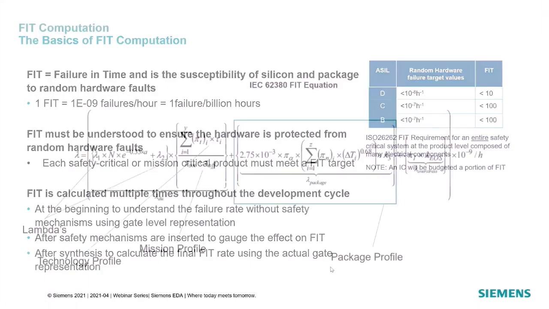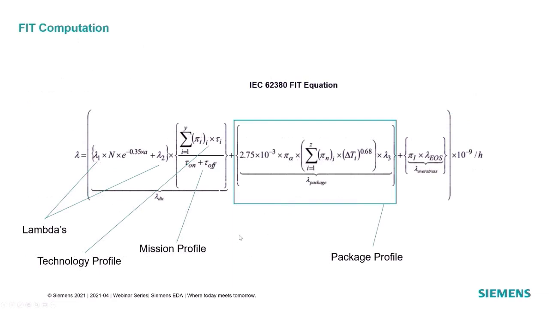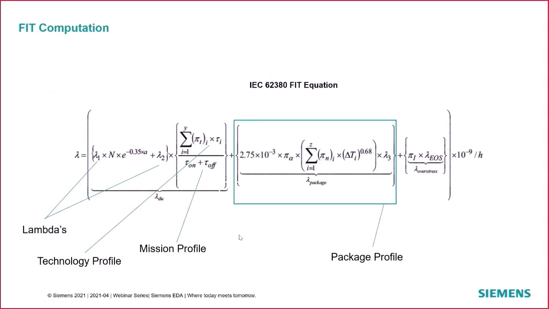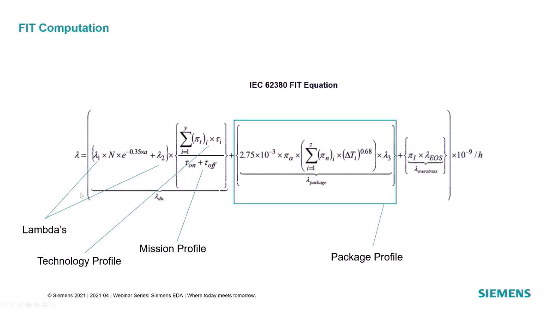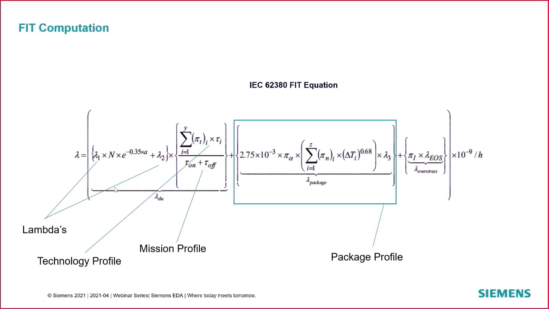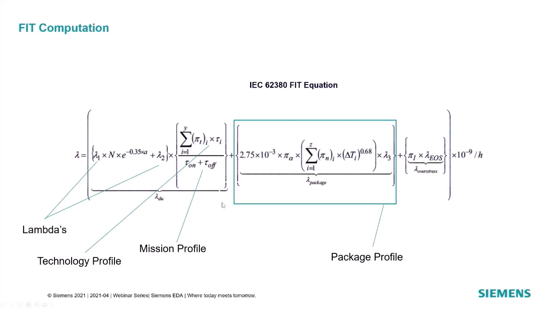Okay, thanks. Yep. So how do we calculate the fit? Basically, there are various standards available that you can use to calculate fit. The one we will be using for this experimentation is going to be the IEC 62380 equation. And as you can see, we have the lambdas associated to the technology that we are using. For analysis, we have the technology, mission, and package profile information. Once we have all that information, we should be able to receive a base failure rate of the system that we are trying to analyze.